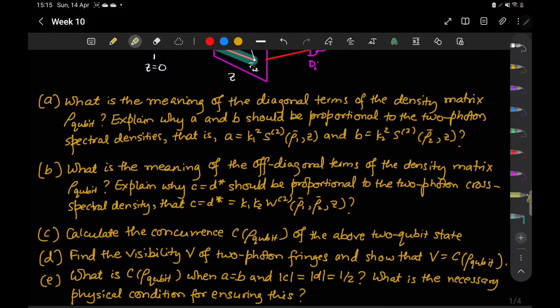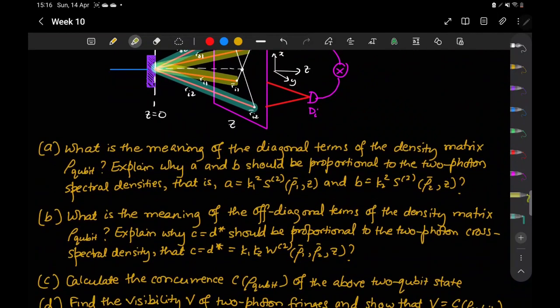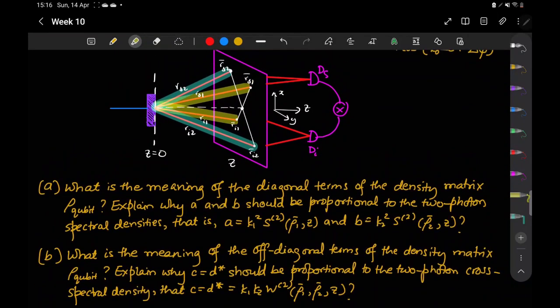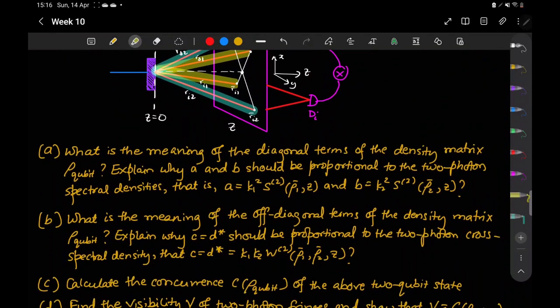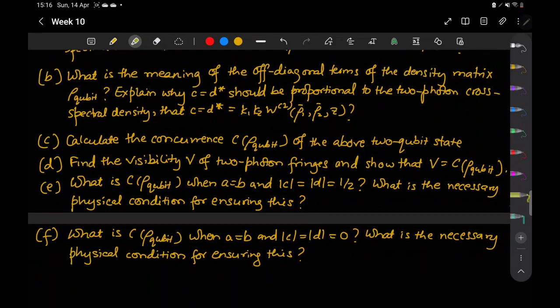Part B. What is the meaning of the off-diagonal terms of the density matrix rho qubit? Explain why C equal to D star should be proportional to the two photon cross spectral density, that is C equals D star equals K1 K2 W rho 1 rho 2 Z. Part C. Calculate the concurrence of the above 2-qubit state. Part D. Find the visibility V of the two photon fringes and show that V equals C.